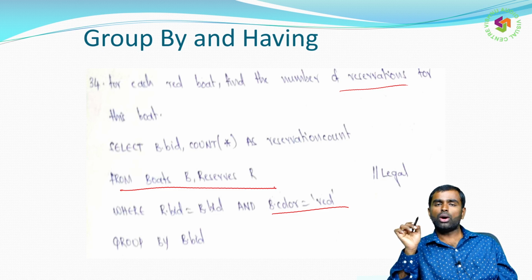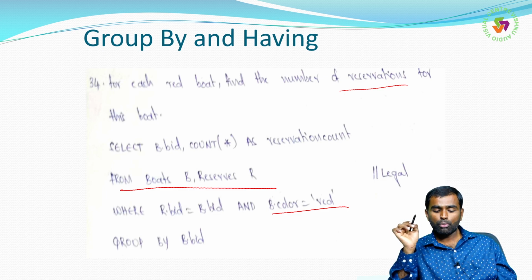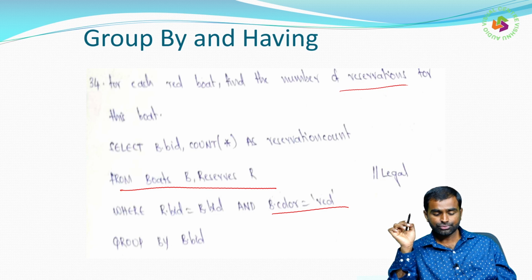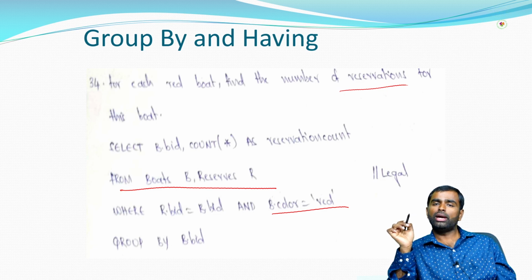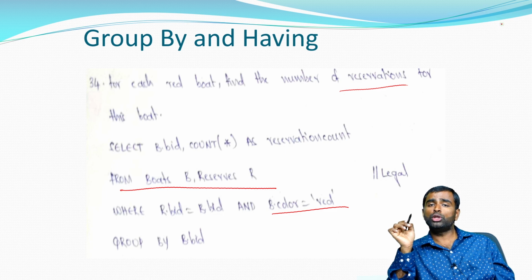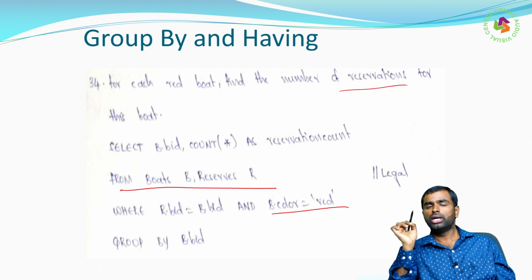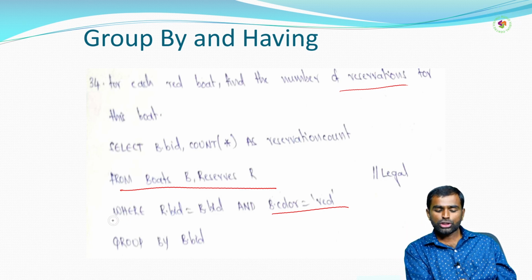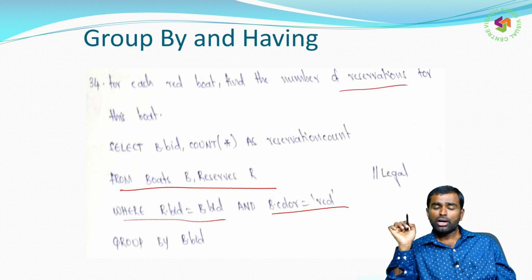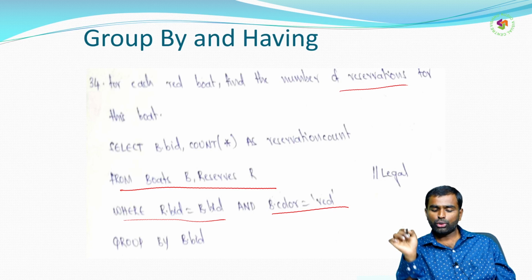In the FROM portion you have to give the boats B and reserves R. When you need to combine 2 tables, you have to combine them using a common column. In the boats table and reserves table, the common column is BID. So in the WHERE portion you have to equate the 2 tables using this common column, that is, R.BID equal to B.BID and B.color equal to 'red'.